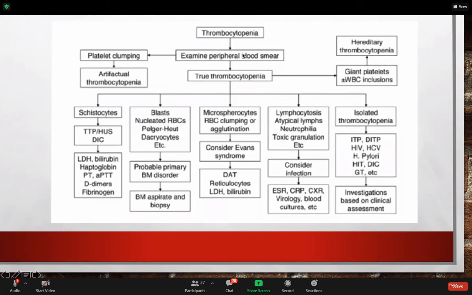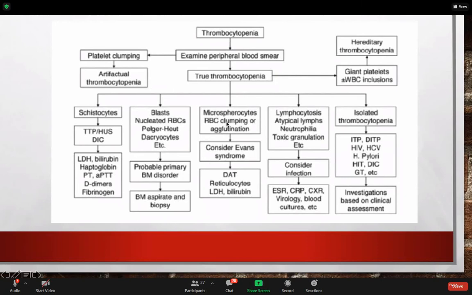But let's say we look at the smear and it is found to be a true thrombocytopenia, with a low platelet count on the film, counted manually. Then it will be helpful to see what other findings are in the smear. Is there any schistocyte? If so, we should think about TTP, HUS, and DIC. We just talked about that in the previous lecture. Is there any blast? A blast may indicate leukemia.